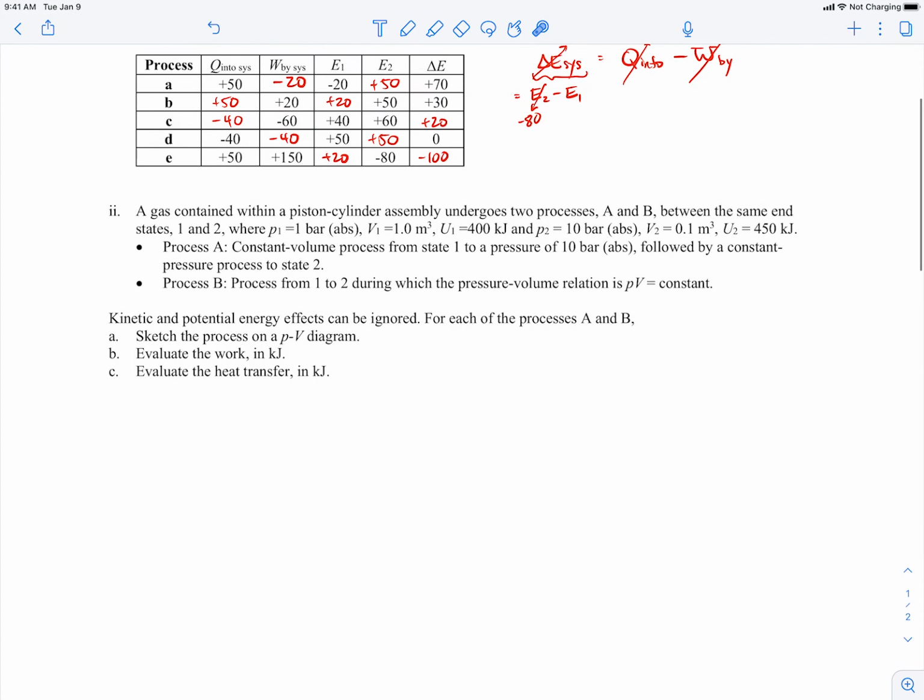Let's go on to part 2. We're told that a gas is contained within a piston cylinder assembly, and it undergoes two processes. So let's just quickly sketch this out. So here's our cylinder, piston.